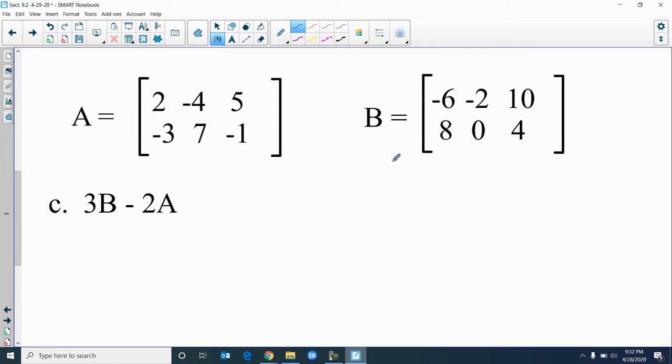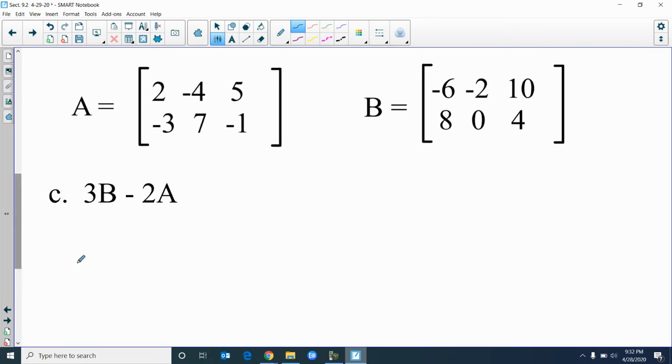All right, those are the same two matrices. I just have them written down for my benefit. Okay, 3B minus 2A. All right, so what's 3B? And that's, now be careful here. B's the one on the right. Okay, so 3 times B, 3 times negative 6 is negative 18. 3 times negative 2 is negative 6. 3 times 10 is 30. 3 times 8 is 24. 3 times 0 is 0. And then 3 times 4 is 12.